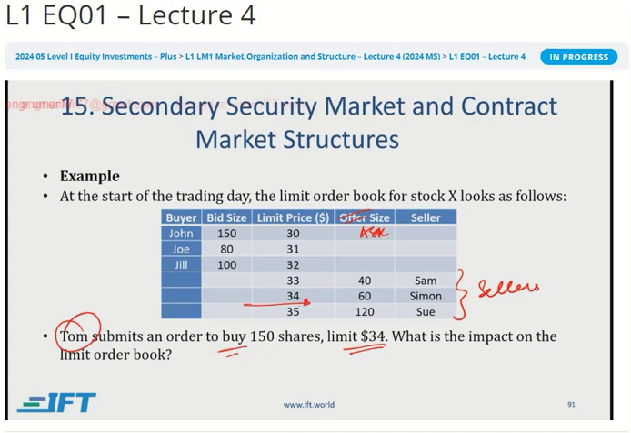So what do you think is going to happen? Will he take out Simon and Sam? He wants to buy 150 shares at 34. What do you think is going to happen? Pause the video, think this through, and then I'll show you the solution.